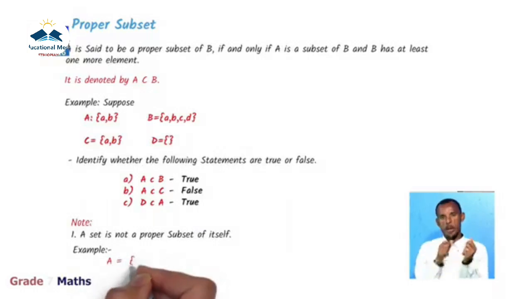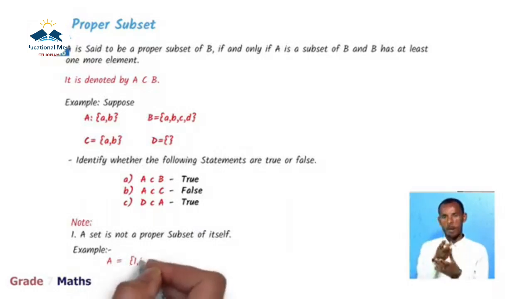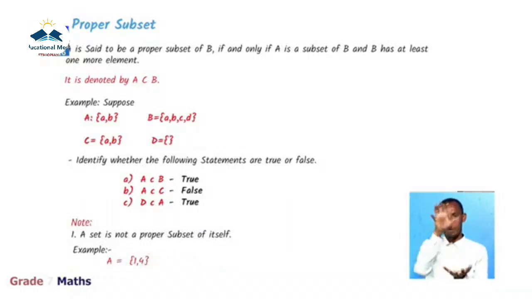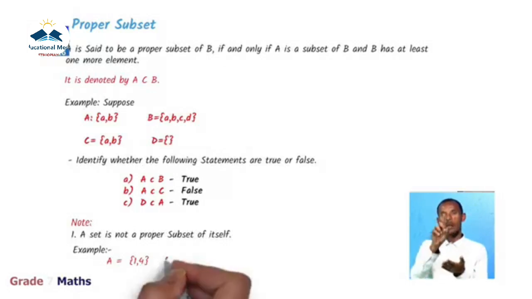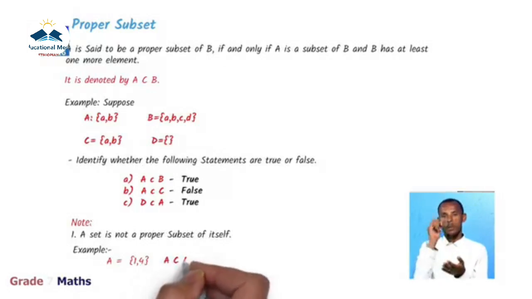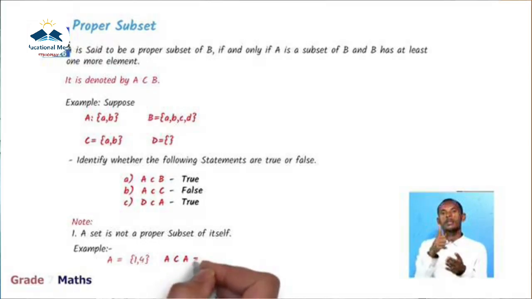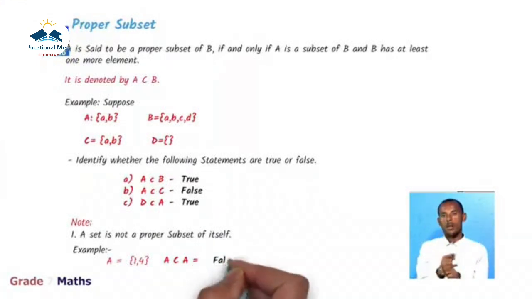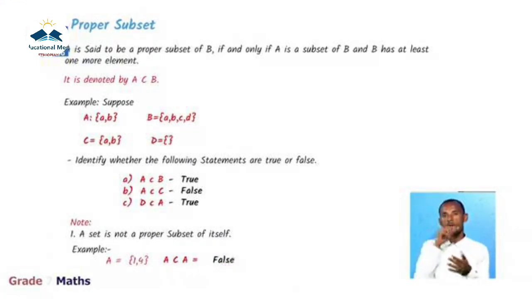For example, if you take this one, set A contains the elements 1 and 4. If you say A is a proper subset of A, this is wrong. It's not a proper subset of itself, because set A contains 1, 4 and set A contains 1, 4. This set has no more elements. Because of that, it's not correct. Therefore, it is a false statement.